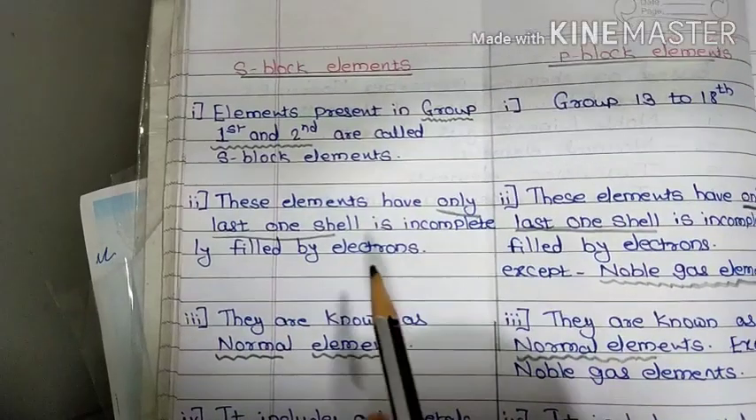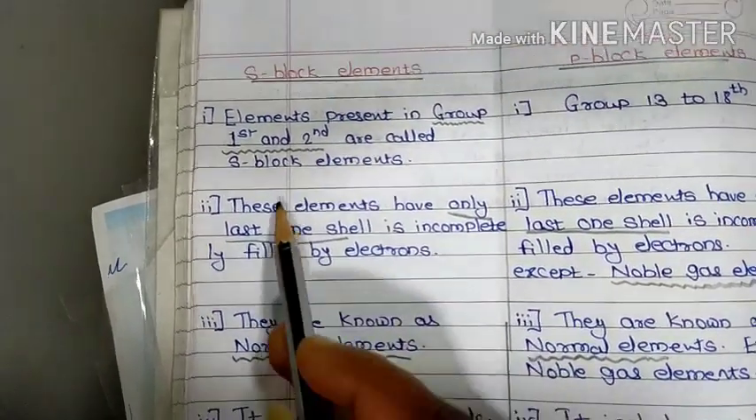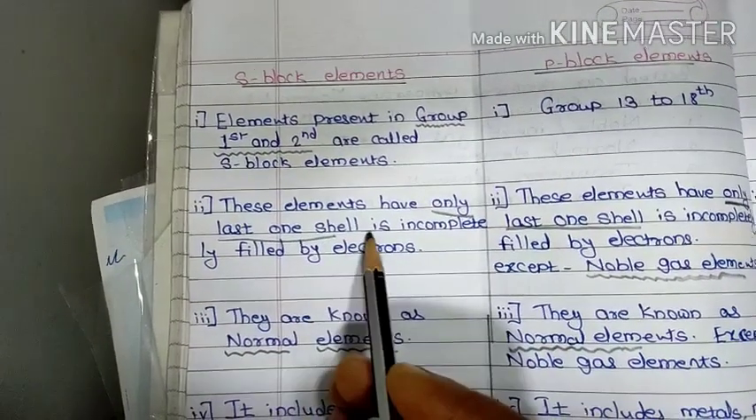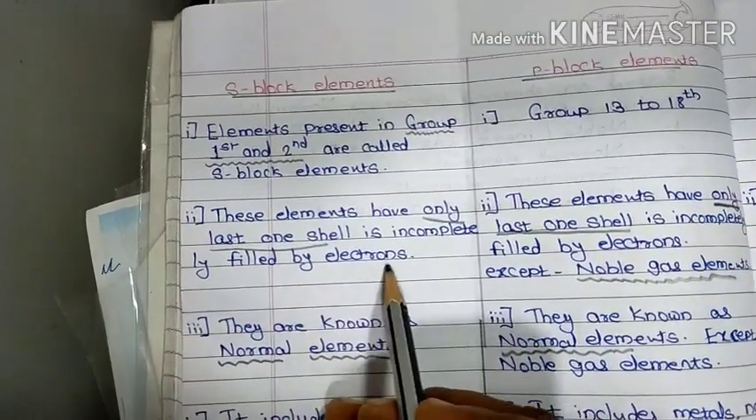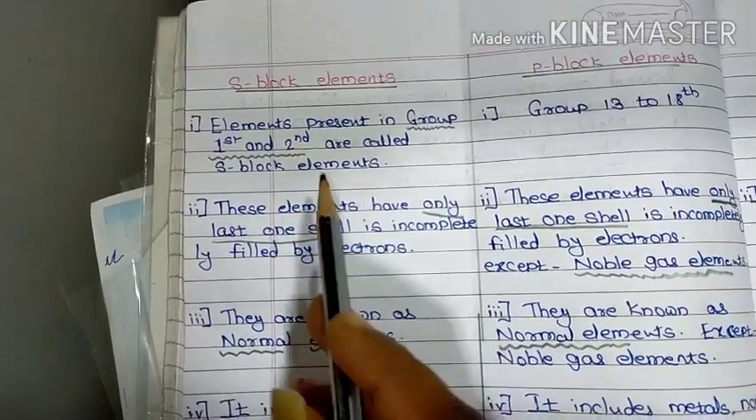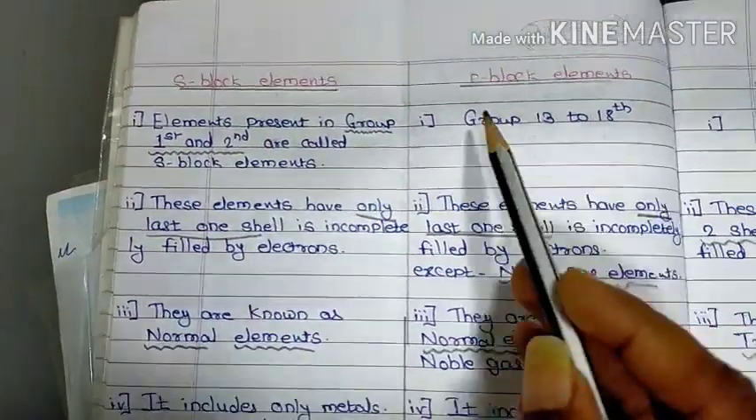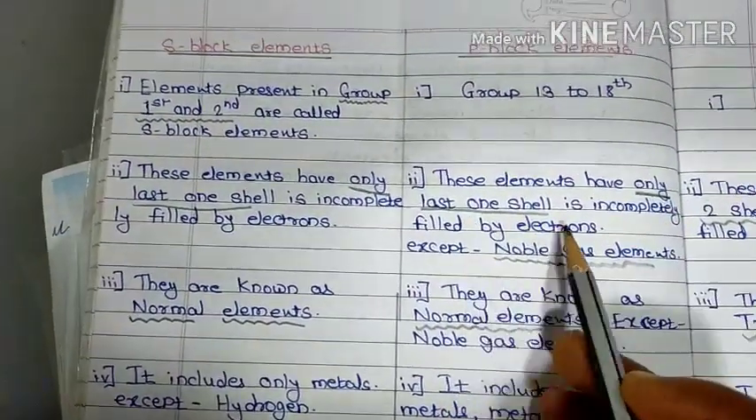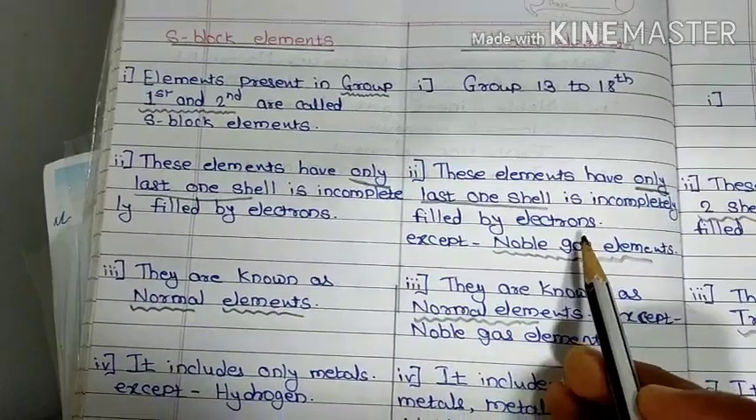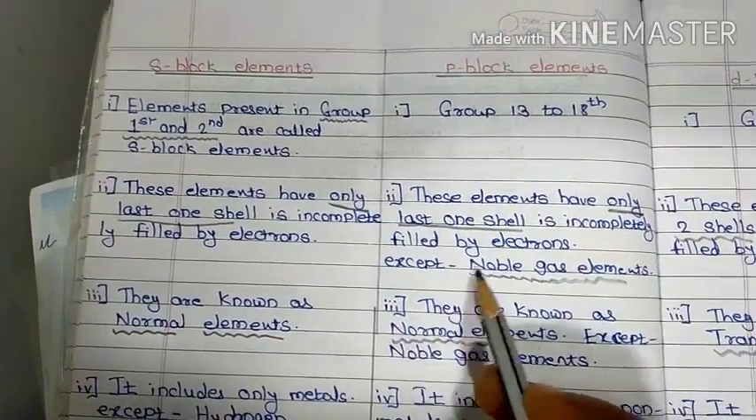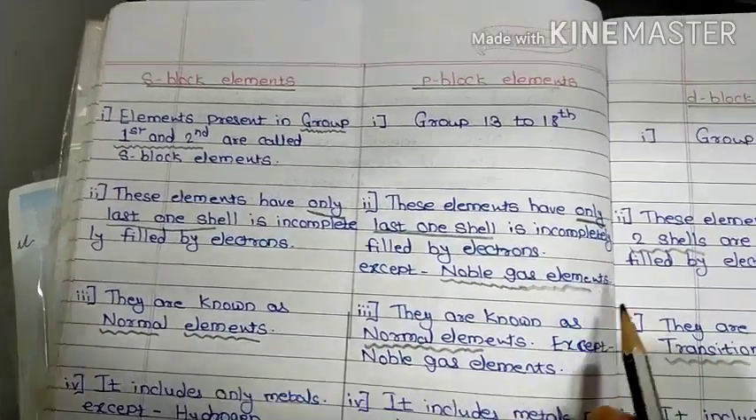In the second point, for S block elements, we have this information: these elements have only the last one shell incompletely filled by electrons. Now for the P block, similar information: only the last one shell is incompletely filled by electrons. But for the P block, we have one exception. The exception is noble gas elements.